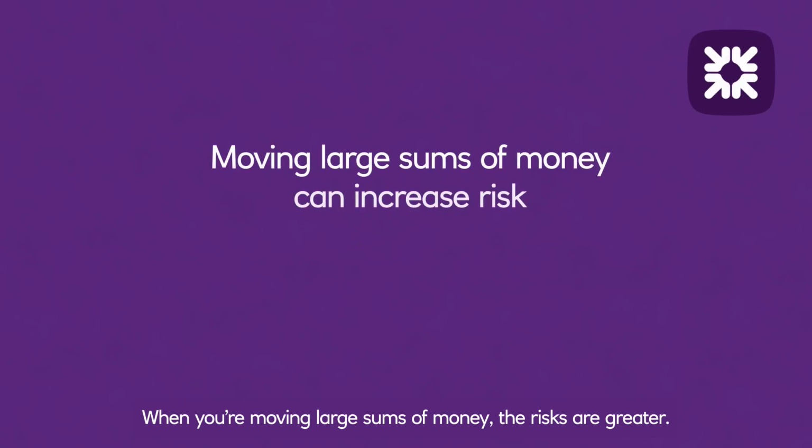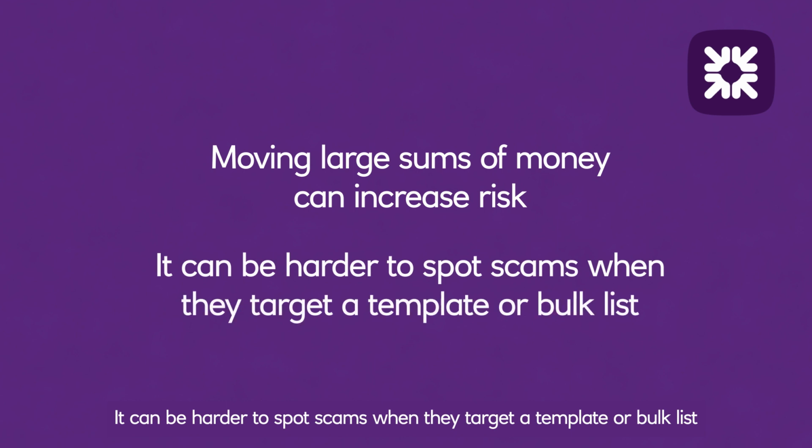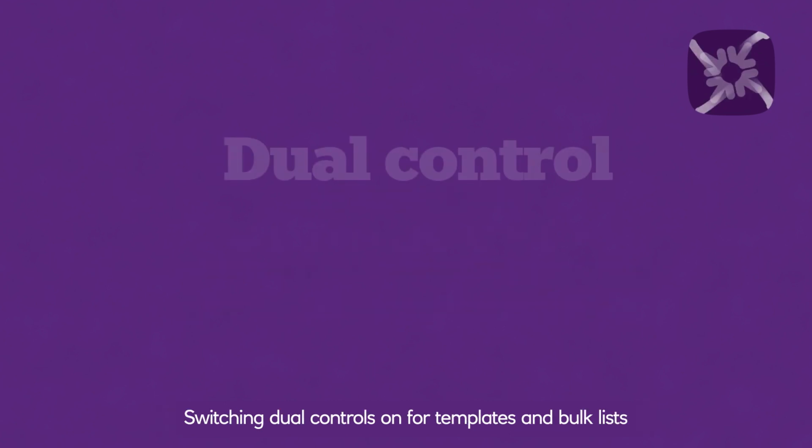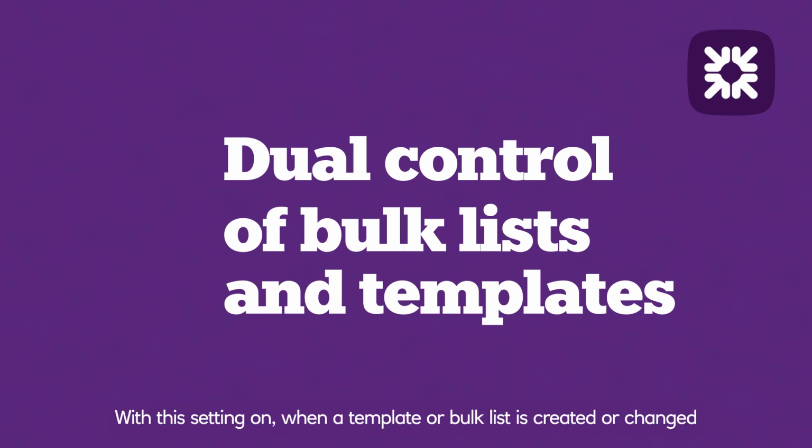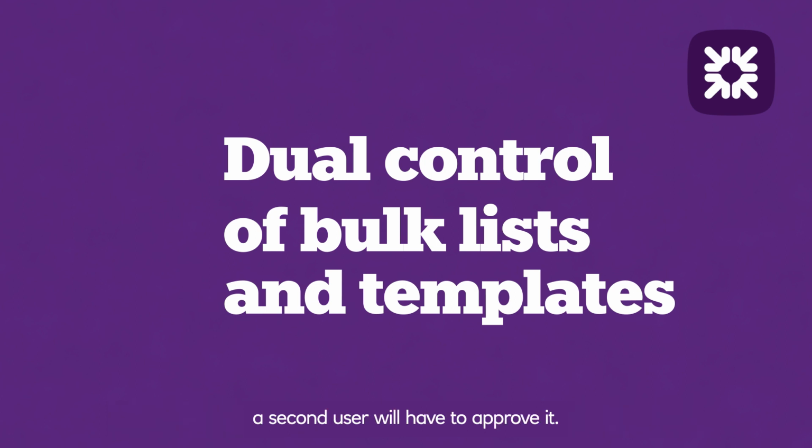When you're moving large sums of money, the risks are greater. It can be harder to spot scams when they target a template or bulk list, so having 2 pairs of eyes on these is especially valuable. Switching dual controls on for templates and bulk lists can help reduce the risk of inputting errors as well as enhancing your security. With this setting on, when a template or bulk list is created or changed, a second user will have to approve it.